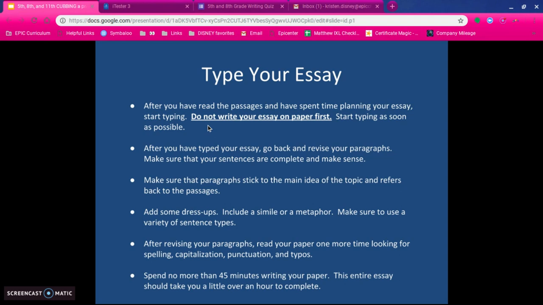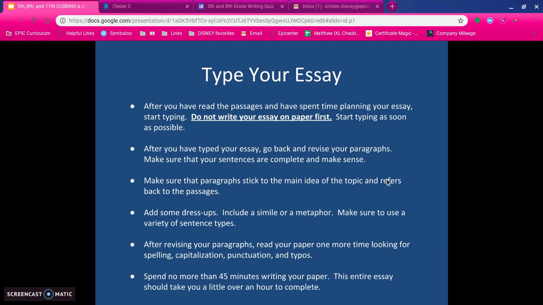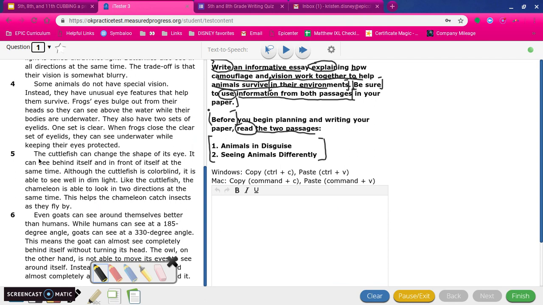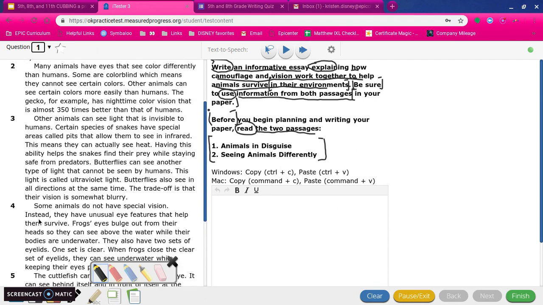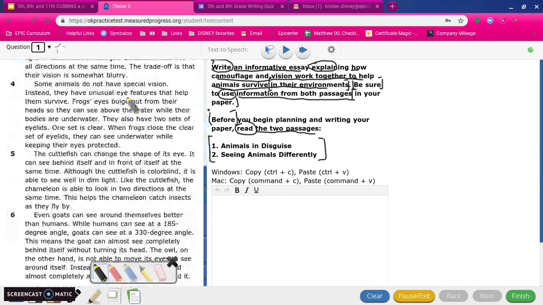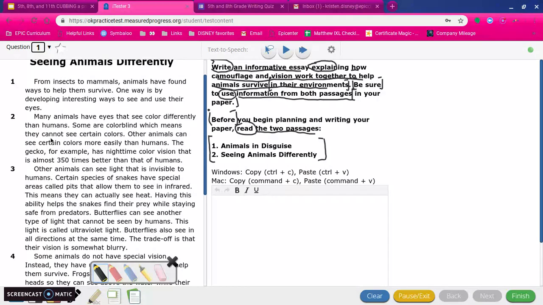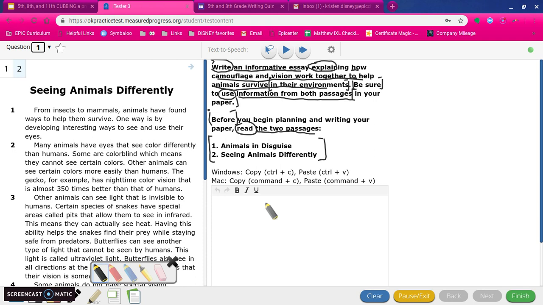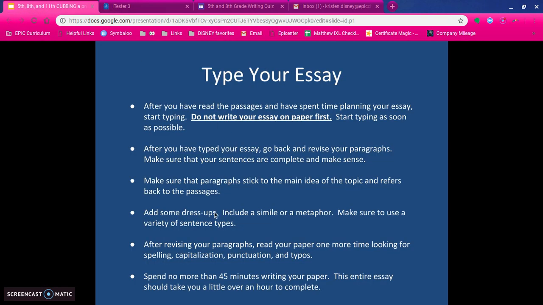After you've typed your essay, go back and revise your paragraphs. Make sure that your sentences are complete and make sense. Make sure that your paragraphs stay on the main idea or the topic, and make sure that you refer back to the passage. This right here says refer back to the passages. These test graders want to see that you say in your paragraph, according to the author of Seeing Animals Differently, even goats can see around themselves better than humans. That's what they want to see. They want to see that you can refer back to paragraph 4. They also have 2 sets of eyelids. If you can explain that frogs have 2 sets of eyelids and that you got that information from paragraph 4 of Seeing Animals Differently, and you quote that or cite that into your paragraph, that's definitely going to be a plus for you. They'll like to see that.